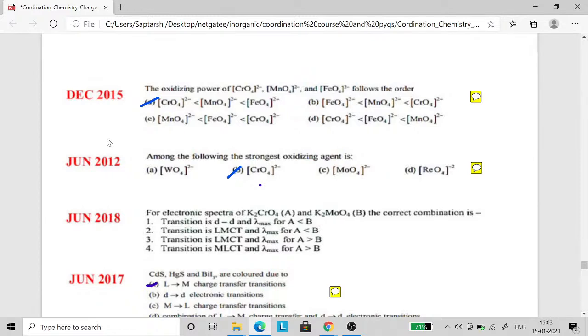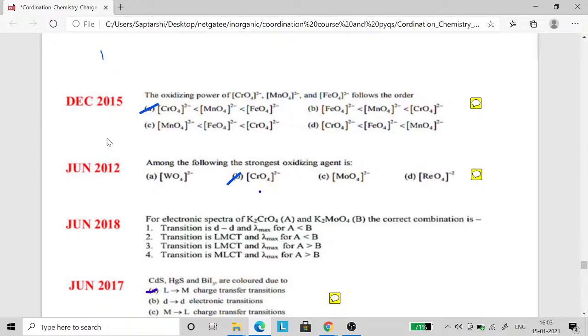So normally we know a trend that something that decreases down the group actually increases across the period, and vice versa. If it increases down the group, it will decrease across the period. We know as a fact that oxidizing power decreases down the group, so it should increase across the period. And the reason given over here is that the radius actually decreases across the period.